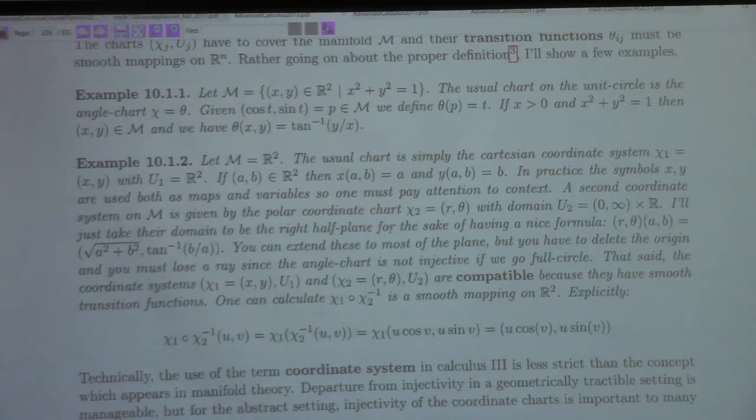It'll give you a chart on either the left or the right half of the circle, because x equal to 0 is a problem for that formula. There's another conventionally defined arctangent function that takes two arguments and solves that problem. But still there's a discontinuity there.